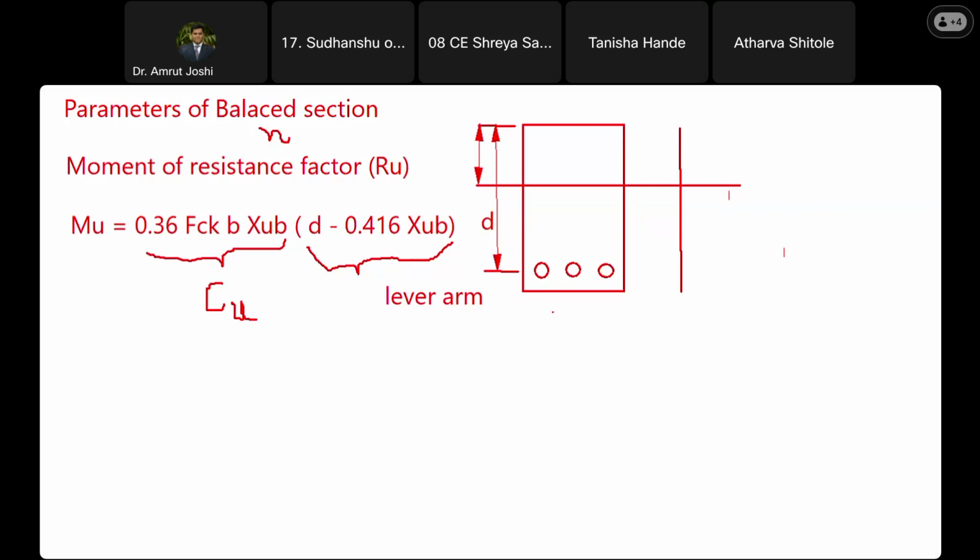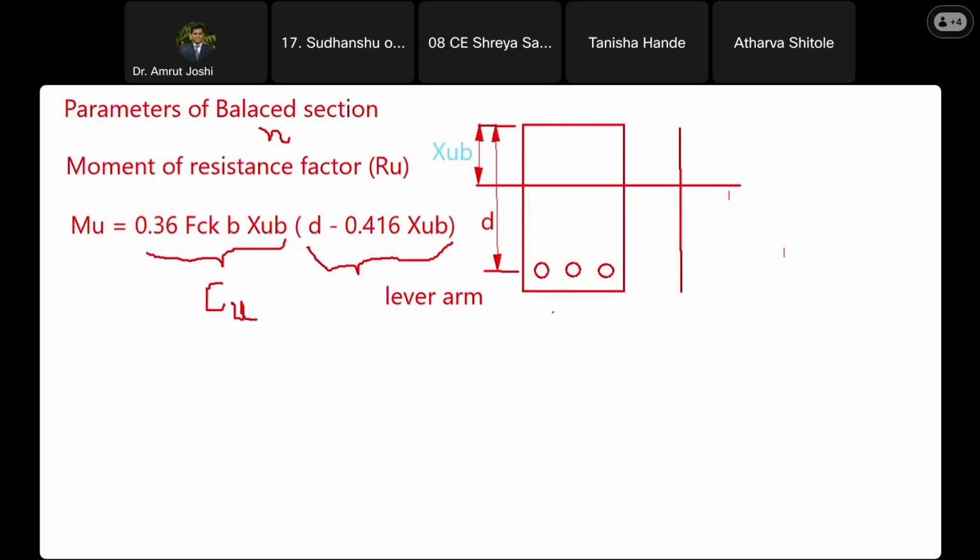Shreya, are you with me? Yes, sir. So U stands for ultimate and P stands for balance section. So this is the location of neutral axis when the entire beam is designed as the balance section.